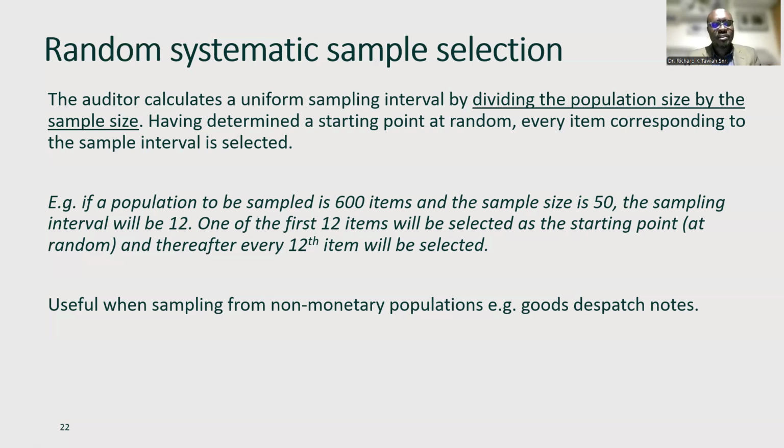So if a population to be sampled is 600 items, and the sample size is 50, the sampling interval will be 12. One of the first 12 items will be selected as a random starting point, and thereafter every 12th item, until you get your sample size of 50. And this is typically useful when sampling from a non-monetary population like goods dispatch notes.